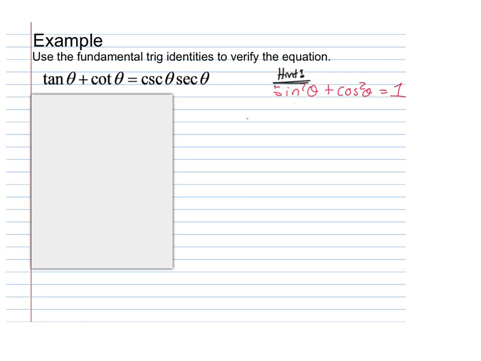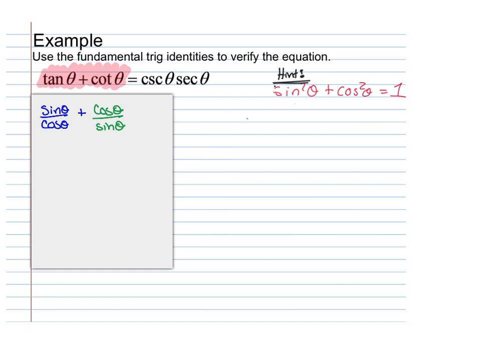Again, I kind of like working on the left side, so I'm going to work with this side, tangent theta plus cotangent theta, and I'm going to change the tangent theta and the cotangent to sines and cosines. So I know that tangent is the same thing as sine theta over cosine theta from my trig identities. I know that cotangent is the same thing as cosine theta over sine theta. And now that I have that, my next thing is I'm going to try to manipulate it to get cosecant and secant by getting a common denominator and see what happens.